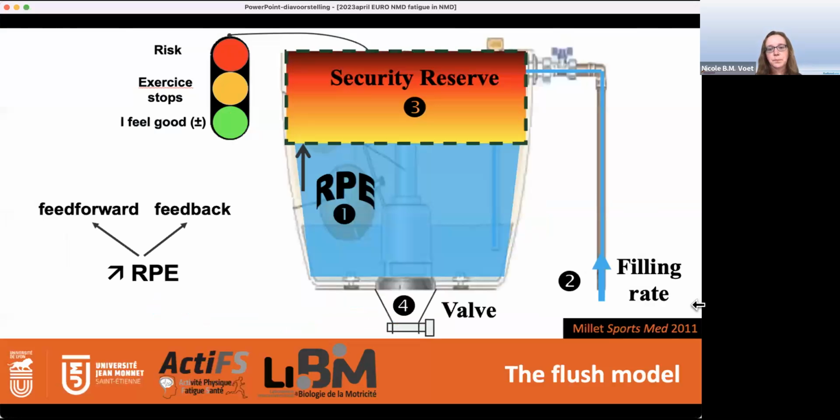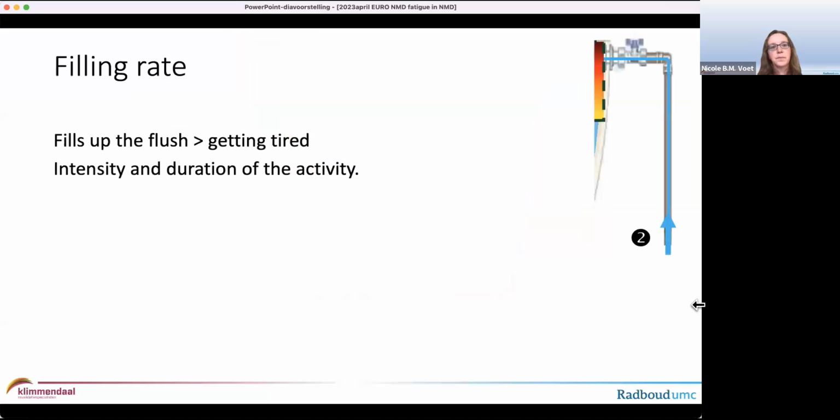Then we go further with the flush model of Guillaume Millet. He's a researcher in France, at the University of Jean Monnet, and he invented the flush model for healthy athletes. But when I talked to him, I thought it's also applicable to NMD patients. It's about the filling rate, the rate of perceived exertion, feeling if you're at risk, when you have to stop exercise, when you feel good, about feed forward, feedback, and the valve.